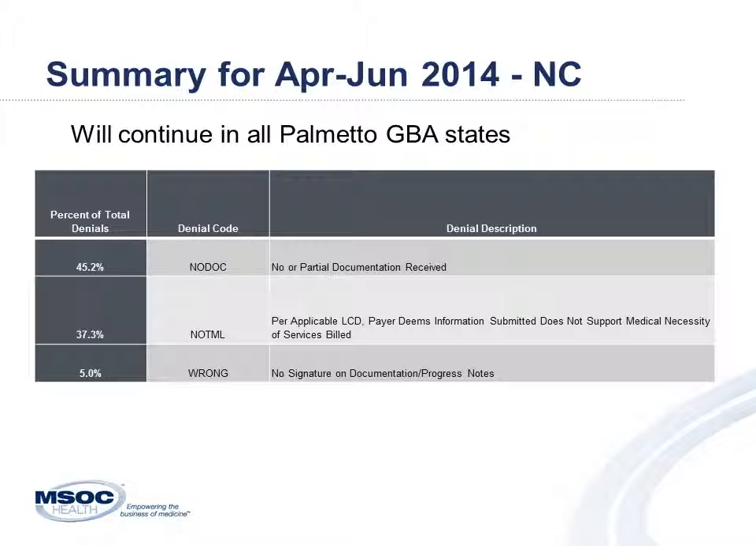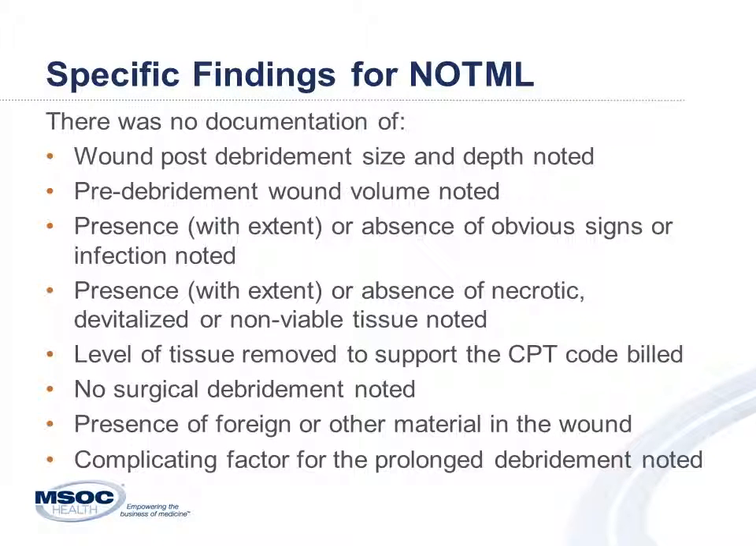The top denial categories identified based on dollars denied are listed below. As you see, 45% of the time, no or partial documentation is received. 37% of the time, Palmetto GBA determines that the documentation does not support medical necessity. And 5% of the time, the signature was not included on the documentation. We'll review the specific findings for not medically necessary.